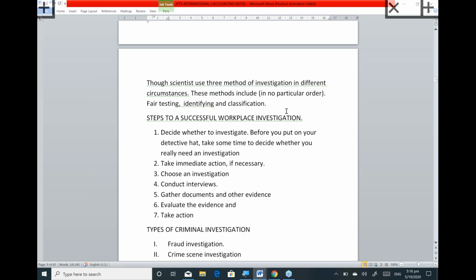Two, take immediate action if necessary. After you decided to investigate, then take immediate action. Now the action, there are some of the things we have discussed before. Either you prove the person or you link the person to another agent who will do all the investigation.